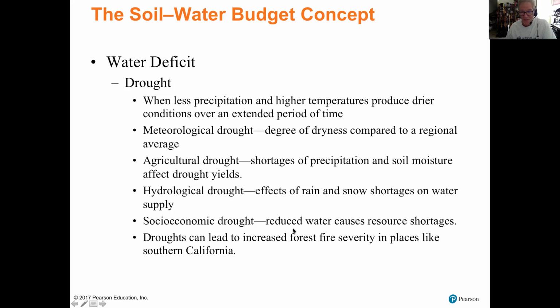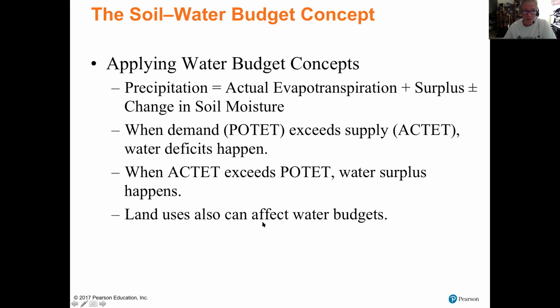Remember, in droughts, we have to monitor our intake and use of water at home. And as we've seen recently, if there's less water, you're going to have increased forest fire severity, which was all over California recently. A lot of that has to do with these prolonged droughts.